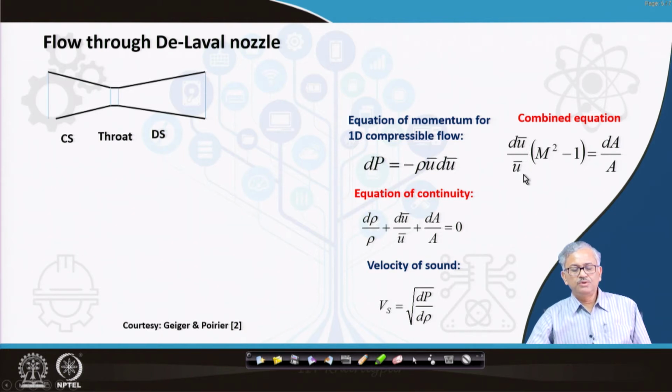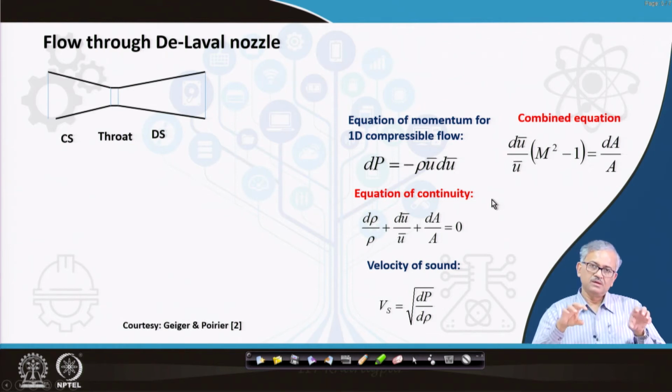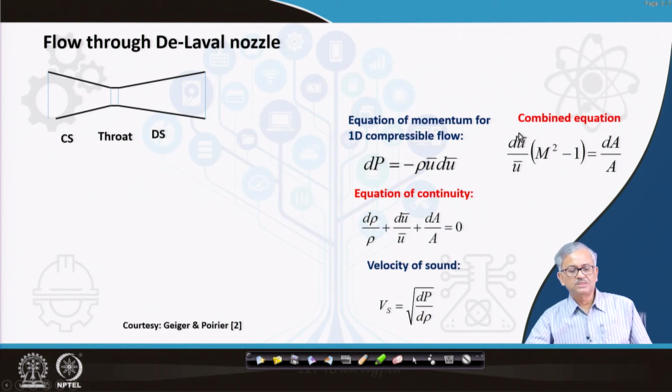If you combine all these three, you can get a combined equation like this, du by u bar. Bar means the average velocity, because in any cylindrical section there is a distribution of velocity across the radius, so u bar represents the average velocity. So the rate of change in average velocity, du by u bar, times M square minus 1, is equal to dA by A.